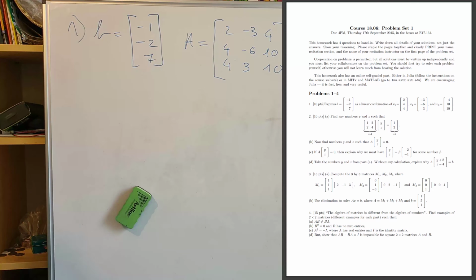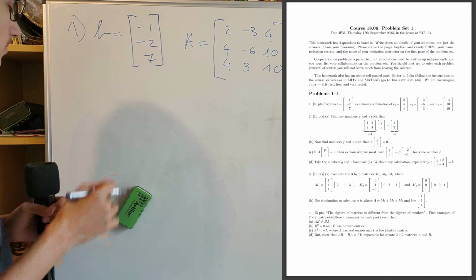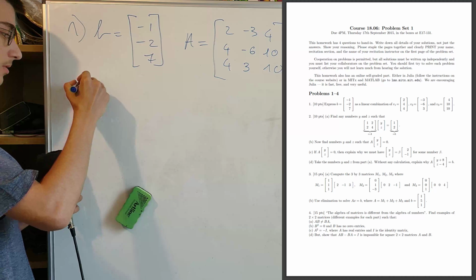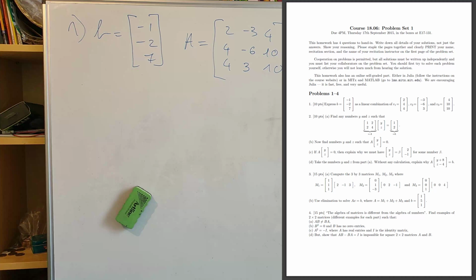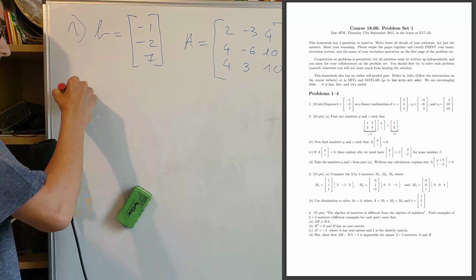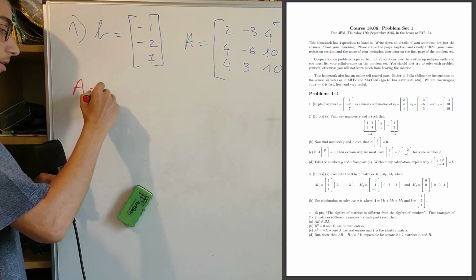So what do we need to solve? We need to solve A times x equals b. That's the equation. So let me write it right. It's the most important one. So Ax equals b.